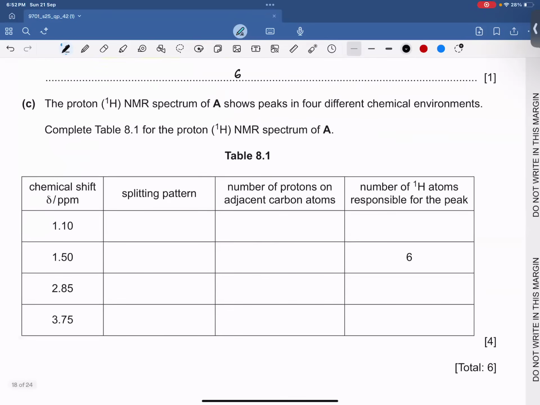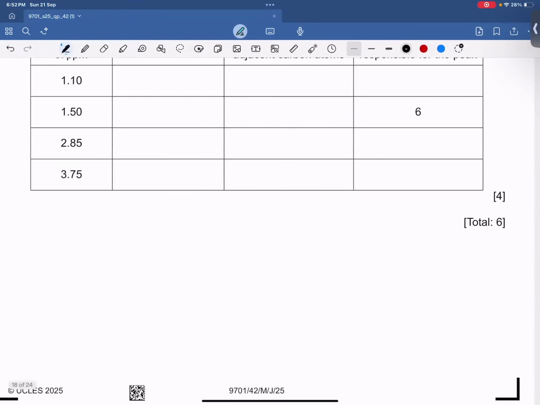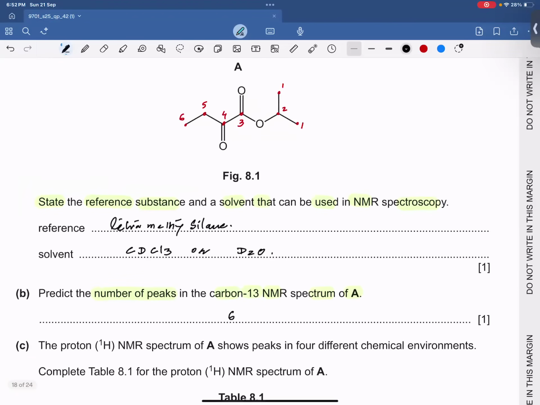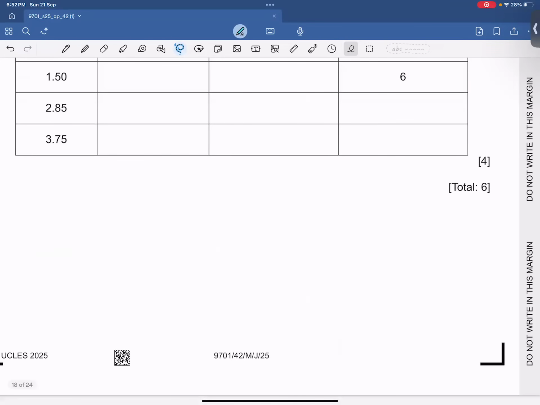The proton NMR spectrum of A shows peaks in 4 different chemical environments. Okay. Let me write down the structure first. CH3, CH2, COO. Let me write down the structure so that I can apply the n+1 rule and fill in these columns above. CH3, CH2, CO, this oxygen, this is CH, this is CH3, and this is CH3. All right.